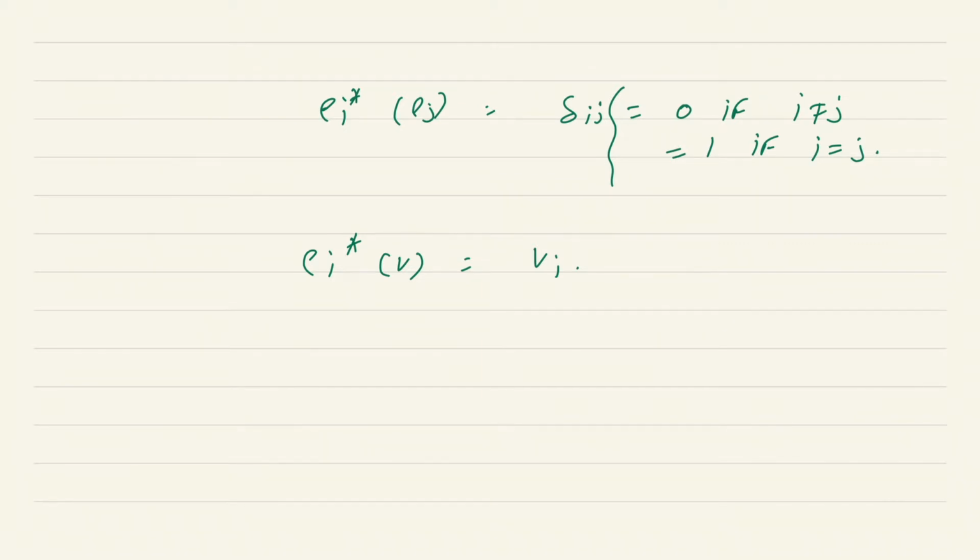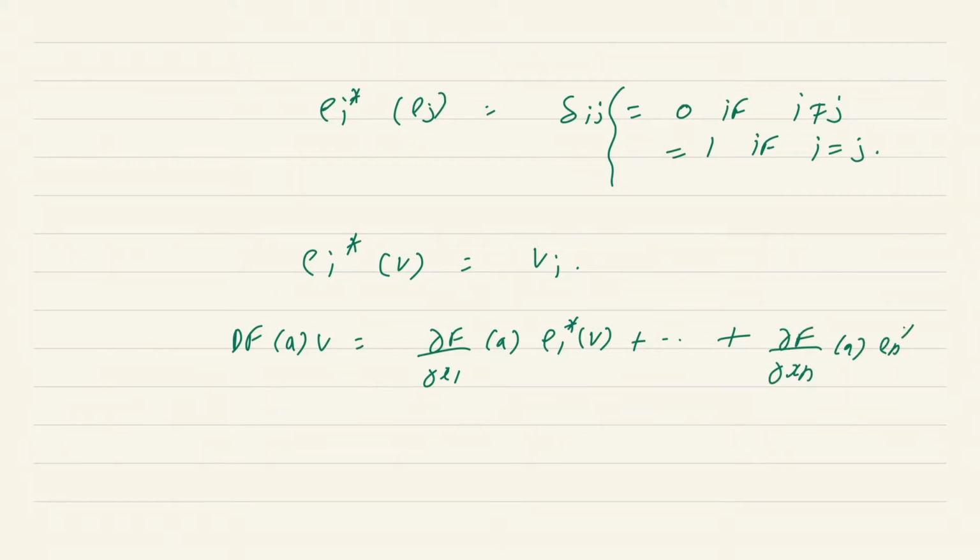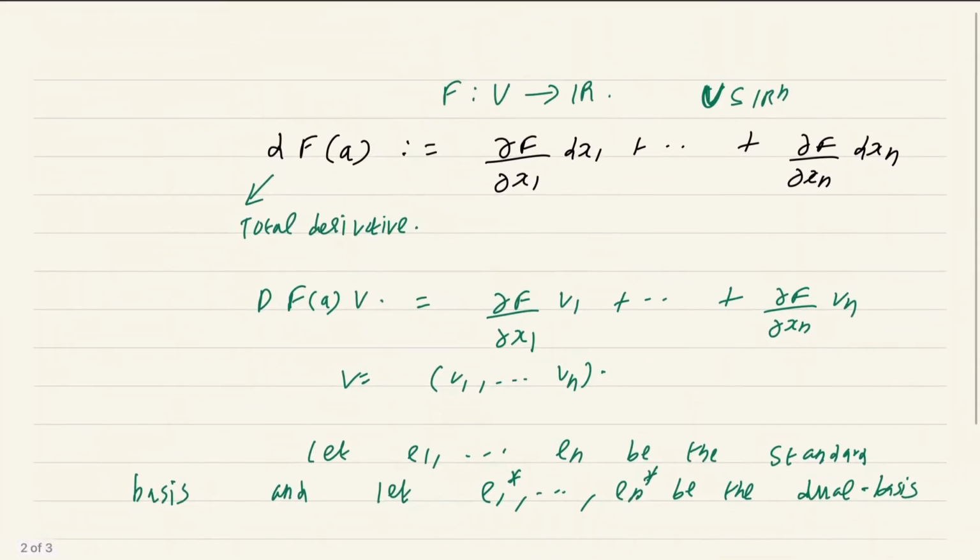So df_a(v), I can also write as del f by del x1 at a times e1 star of v plus dot dot dot del f by del xn at a times en star of v. So by using these dual vectors, a basic concept from linear algebra, we are able to write down the formula for the derivative map via these dual vectors. But wait a second, this looks too similar to this total derivative thing.